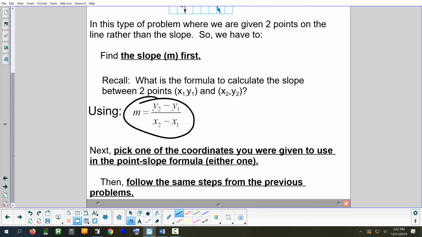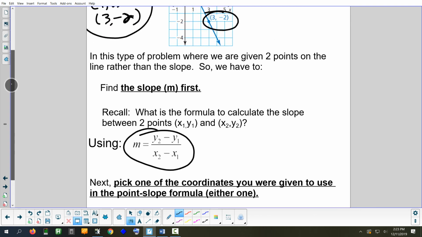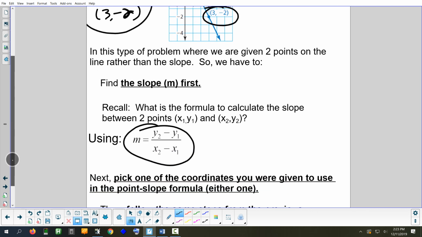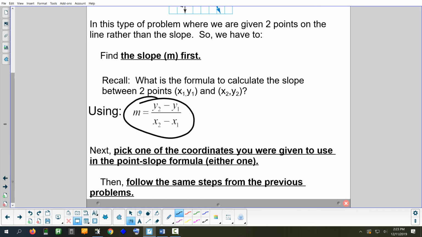Okay. So find the slope, and then pick one of the points to plug into your formula. Does everybody have what's in bold? Yeah. Okay. Does anyone have a pencil? I have a pencil. Thank you. All right. So let's go through and make sure we can get this one.